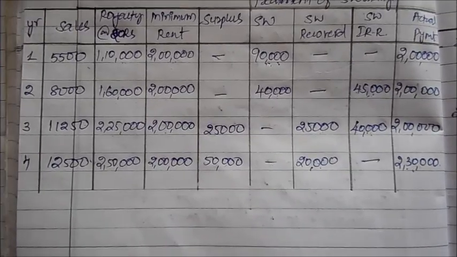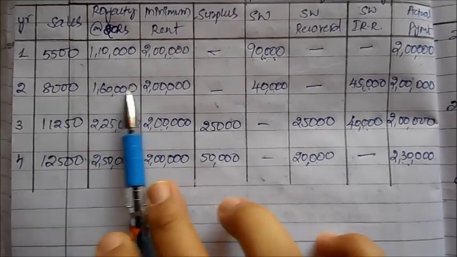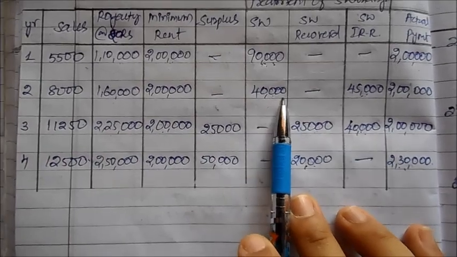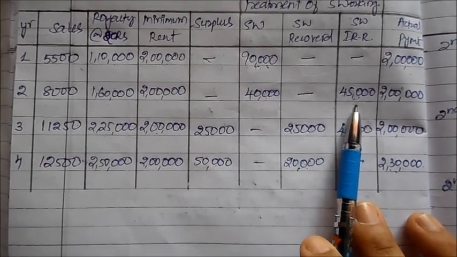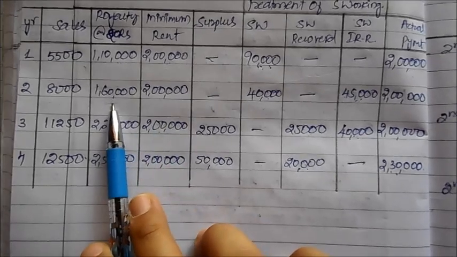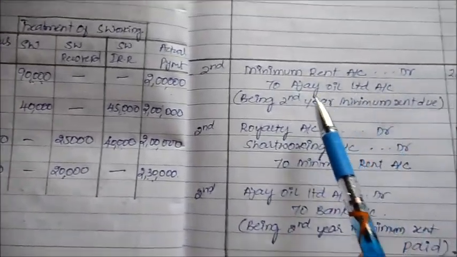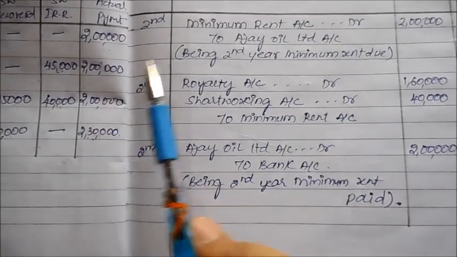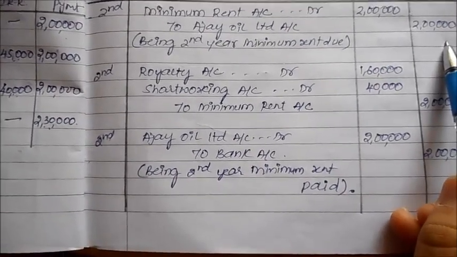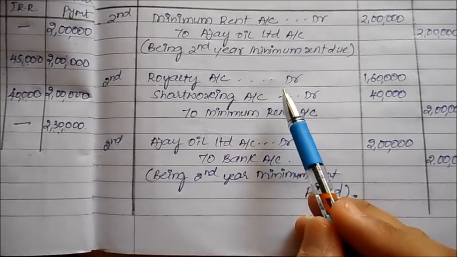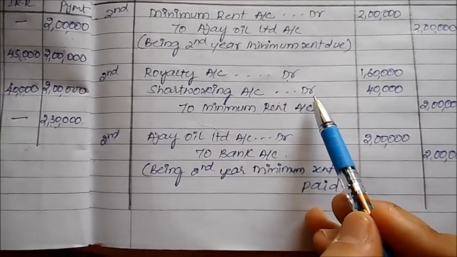Now, recording the journal entry for the second year. It says minimum rent more than the royalty, short working is there, and one extra entry which will be short working irrecovered. Now, firstly, when minimum rent is more than the royalty, what will be the journal entry? Minimum rent account debit to Ajay Limited. How much are you actually paying? 2 lakhs. So, 2 lakhs and 2 lakhs. Alright. Next one, because it is more, we will also have to show the breakup between how much royalty and how much short working we are paying.